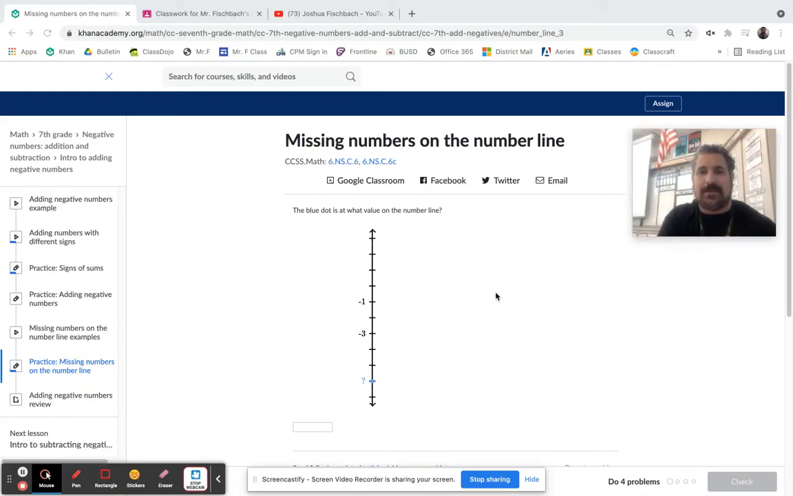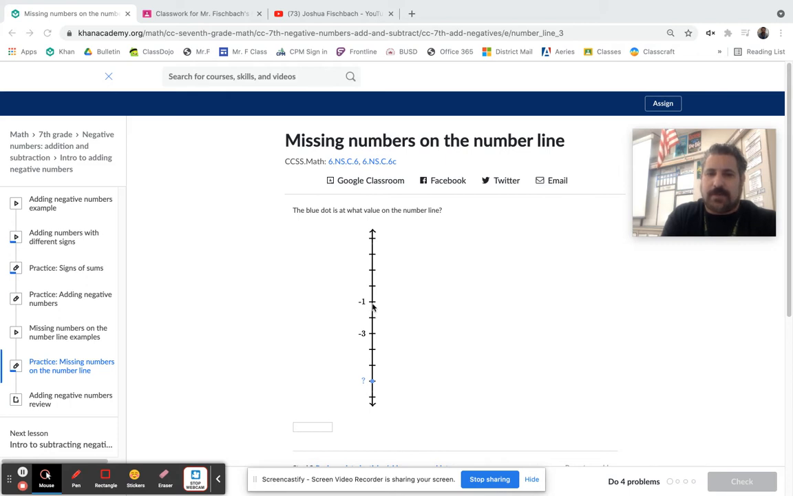This one's on missing numbers on the number line. So the key here is to figure out what your interval is, like what are you counting by. Remember, the distance from one of these lines to the next line is always the same value, right? So when we're looking at this particular situation here, as we go up, it's going to increase in value. As we go down, it's going to decrease in value.